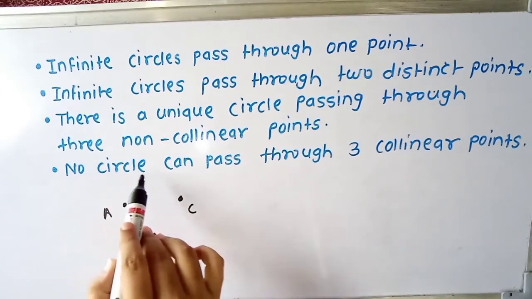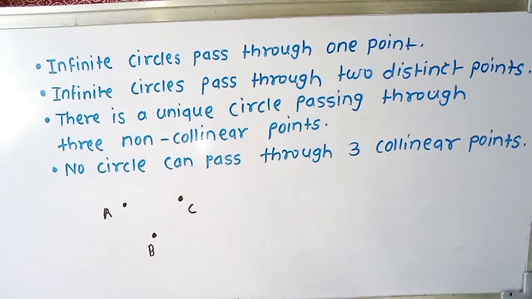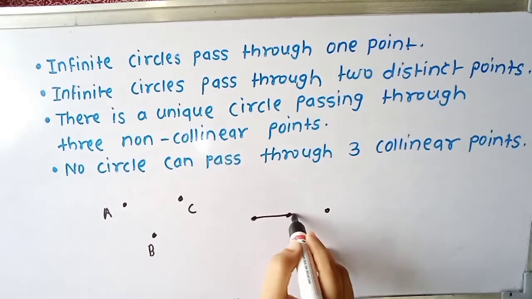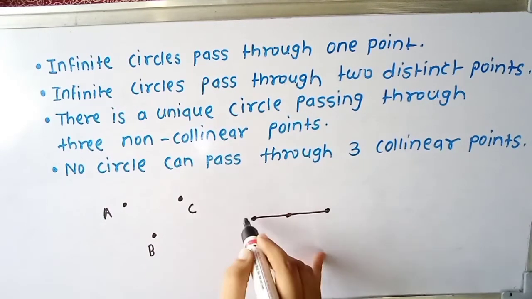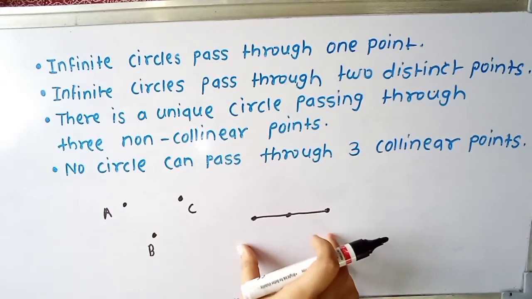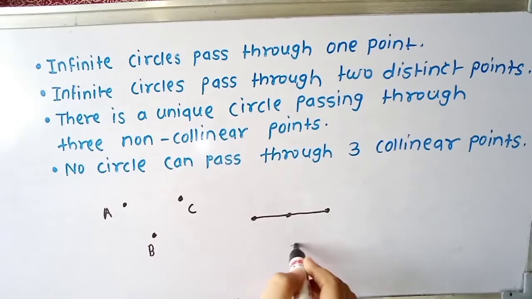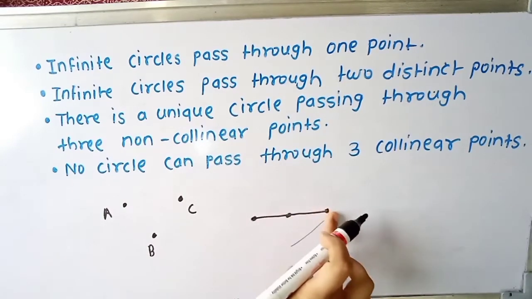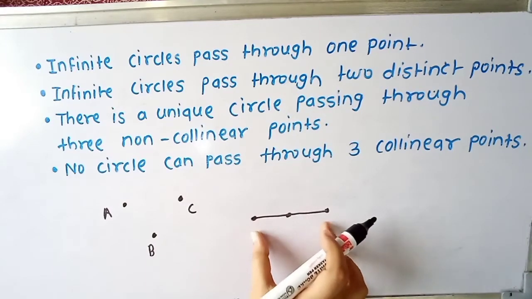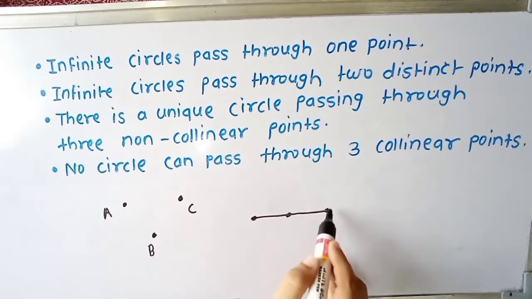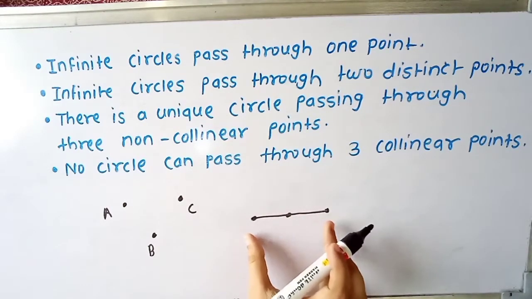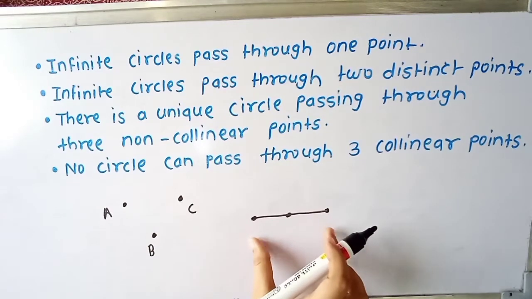But no circle can pass through three collinear points. If there are 3 points which are collinear, then you cannot draw a circle passing through them. Is this clear to you, students? You can draw a line, but you cannot draw a circle which passes through the 3 collinear points. You can draw for 2 points, but the third point will not be covered in that circle. Are you getting me, class?